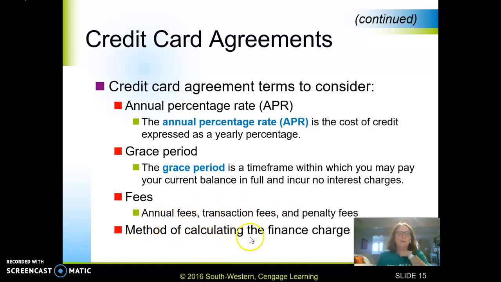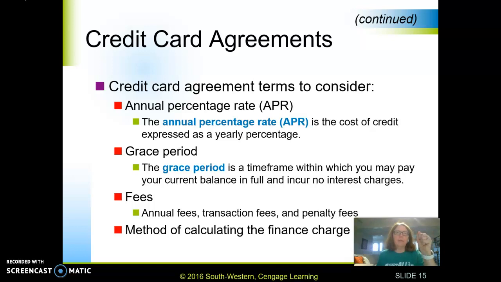And then there are different methods of calculating the finance charge. You just want to be aware of these methods because they can really impact greatly the amount of finance charges you pay. Again, that was open-end credit, with credit cards or revolving credit.